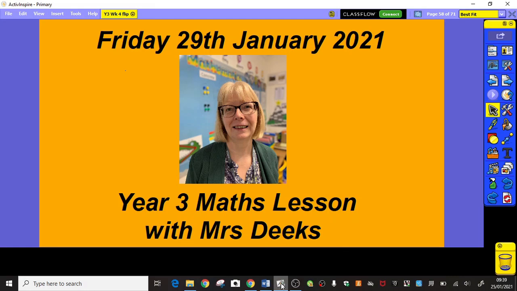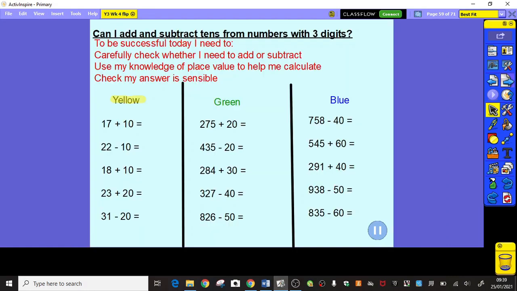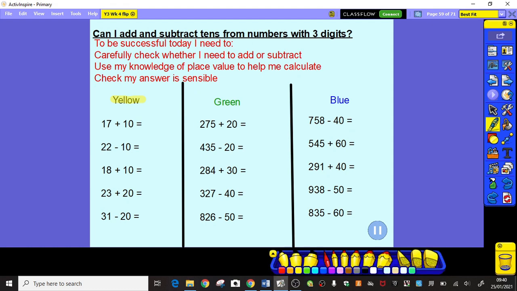Right, so we're going to start off today. We've been looking at adding and subtracting tens from three-digit numbers. So today we're going to be looking at a combination. To be successful today, you need to check carefully whether you need to add or subtract. Give that one a tick. Really important that you check if it's asking you to add or subtract, take away.